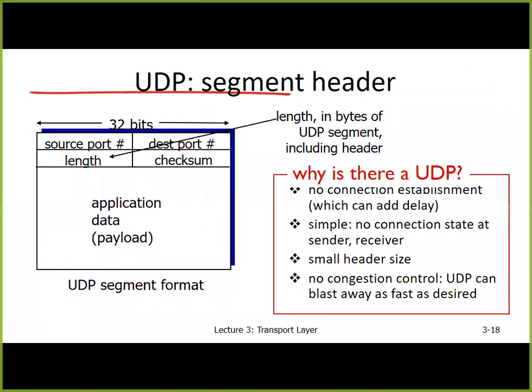This is basically what the UDP header looks like. Only 8 bytes long: the source port number, destination port number, length, and checksum field. The source port number and destination port number are 16 bits long, which means, what's the highest value for a port number?